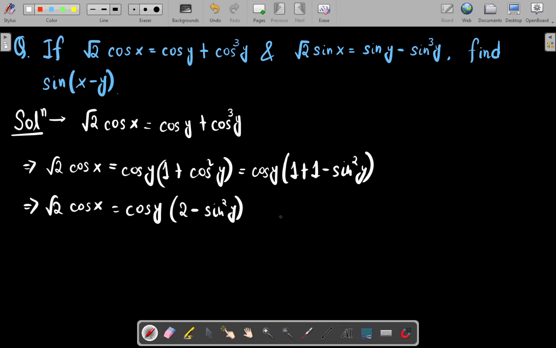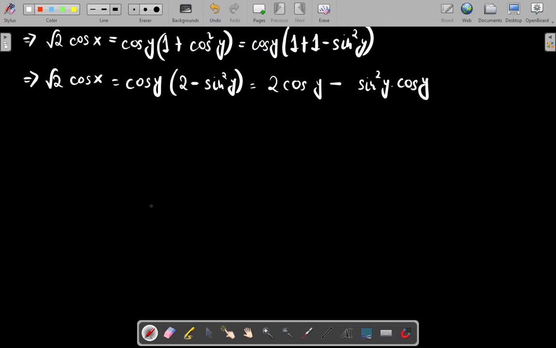right? So, on opening the bracket, this becomes 2 cos y minus sin square y times cos y. Okay, this is from the first relation. All right, let us give this as equation 1.